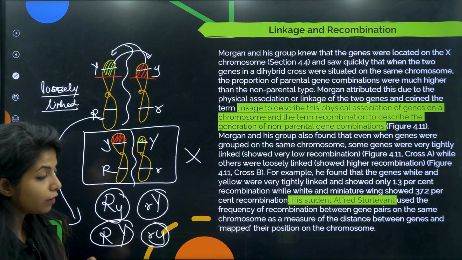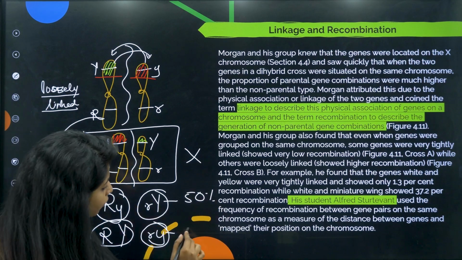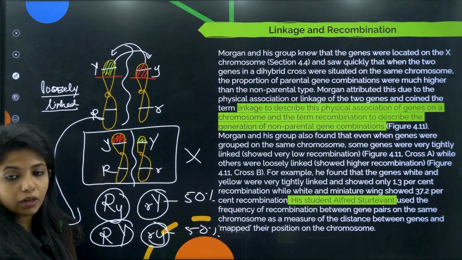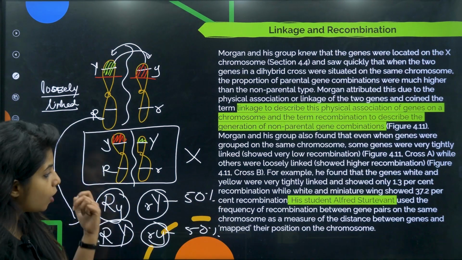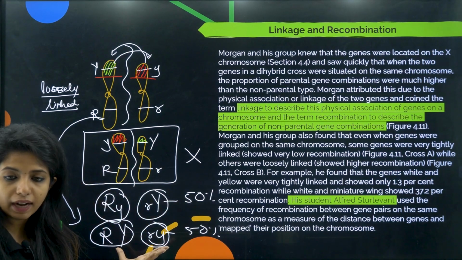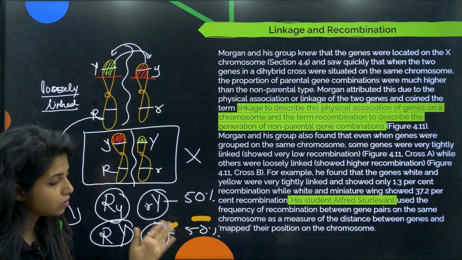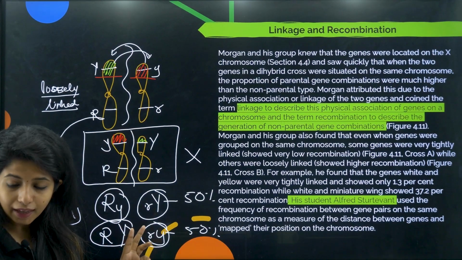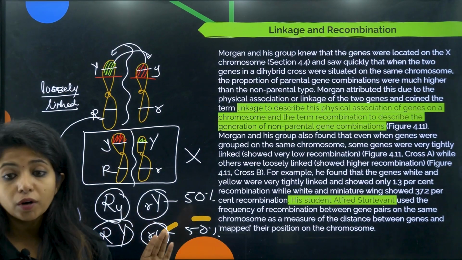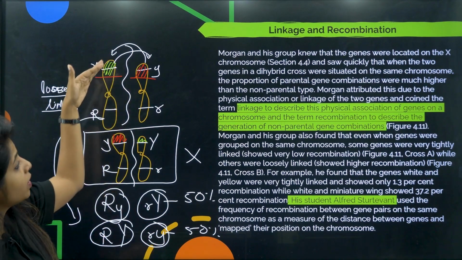So don't you think there is a 50% chance for the recombinant to come, and a 50% chance for the parental type to come? Yes, recombination has a 50% chance, and the parental variety also has a 50% chance. This was there in the parent. Agree? This is a very, very important piece of information. Now, this is when they are loosely linked.